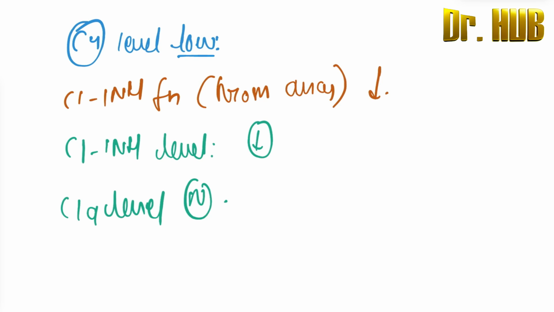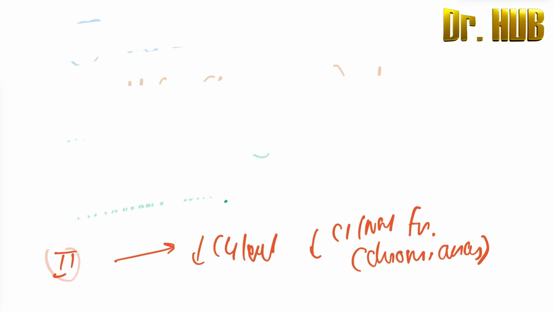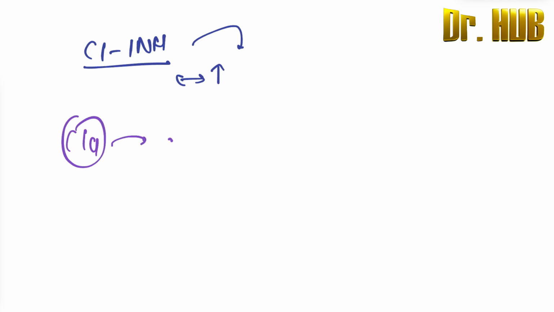Next, let's talk about type 2. In type 2, there is a low C4 level, then a low C1 INH function by chromogenic assay. Next we look at the C1 INH level. Here in type 2, it will be normal or high. And the C1Q level will be normal.